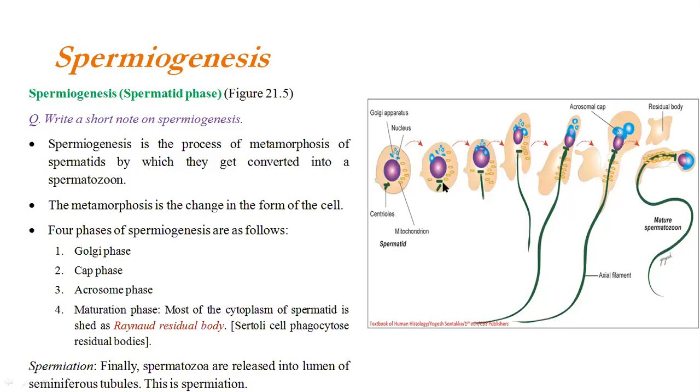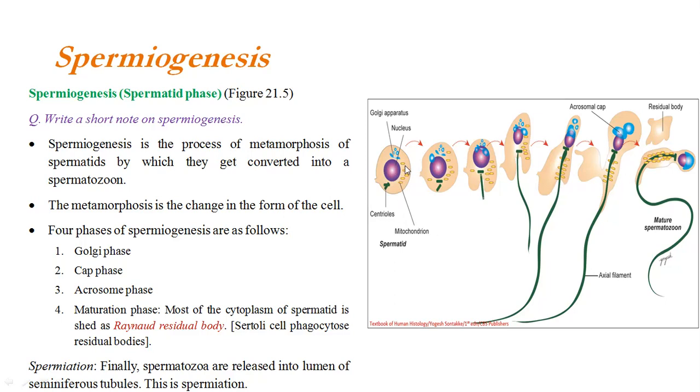Now the spermiogenesis, what is this? Sometimes we may get a question like write a short note on spermiogenesis. It's a process of metamorphosis of spermatids by which they get converted into mature spermatozoa. The metamorphosis is a change in the form of the cell. So the four phases of spermiogenesis are the Golgi phase, then the cap phase, then the acrosomal phase, and then the maturation phase.